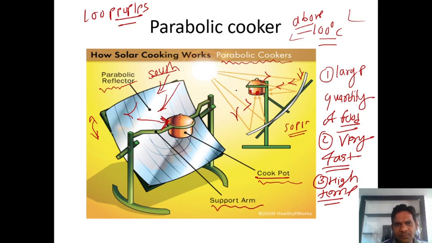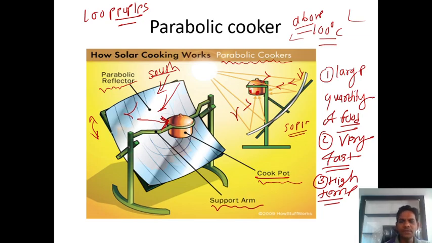Okay, and here we can easily prepare meat, boiled egg, or whatever food we want to prepare. Here we can easily prepare it. So this is the explanation about the parabolic cooker, guys.